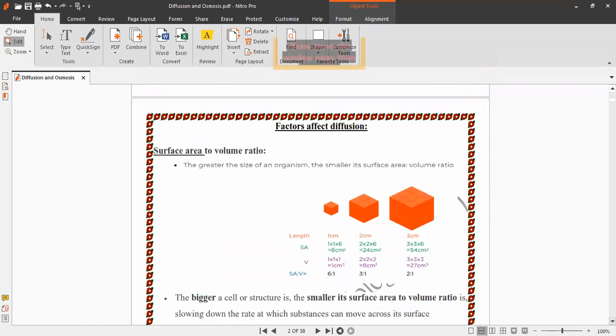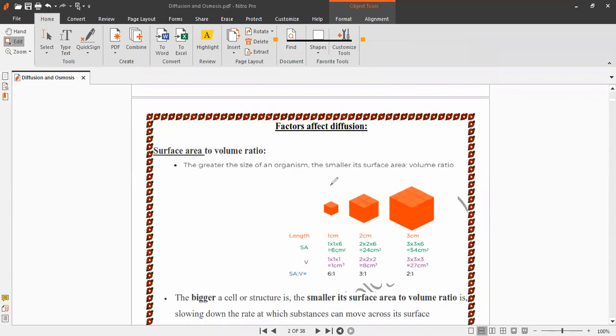Let's see the factors that affect diffusion. We have many factors that affect diffusion. The first one is the surface area to volume ratio.